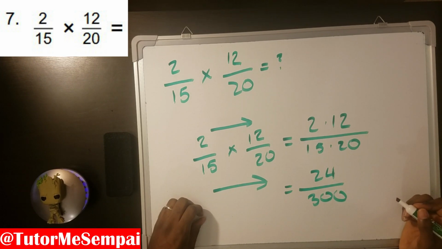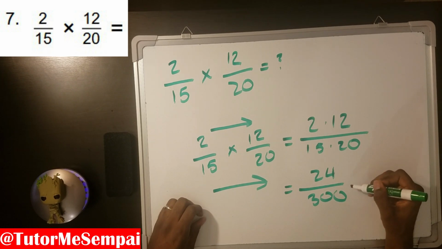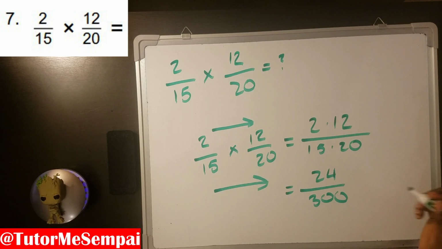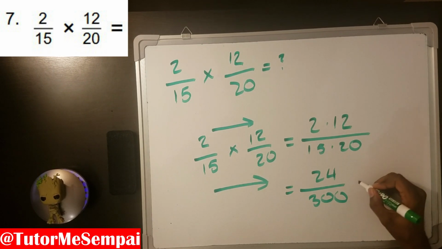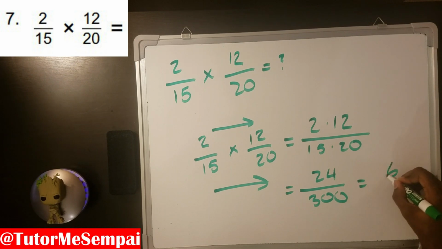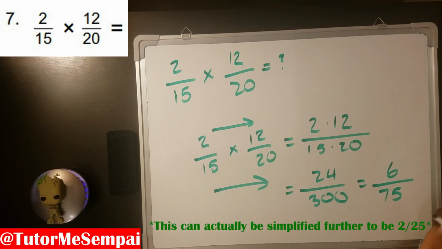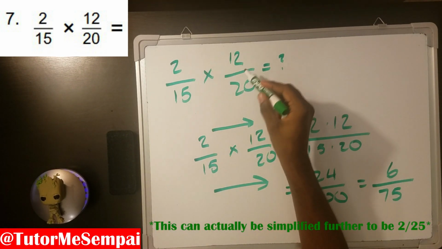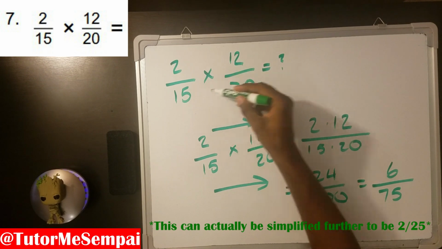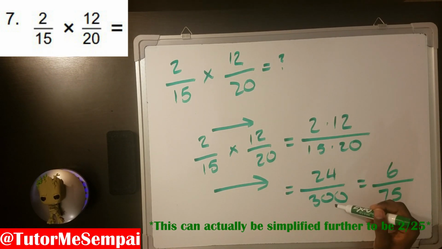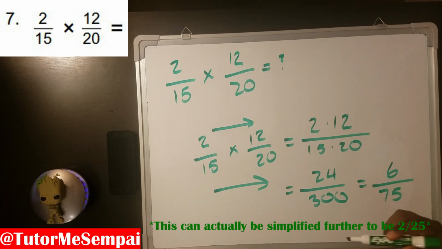But oftentimes you might be asked to simplify your answer. This is not in its simplest form. To simplify this, we can simply factor out a 4 from the top and the bottom, since 4 is what they have in common. And you end up with 6 over 75. So when you multiply these two fractions, multiplying across the top and the bottom, you get 24 over 300. But if you want to take it a step further, if you're asked to, you can simplify this to be 6 over 75.